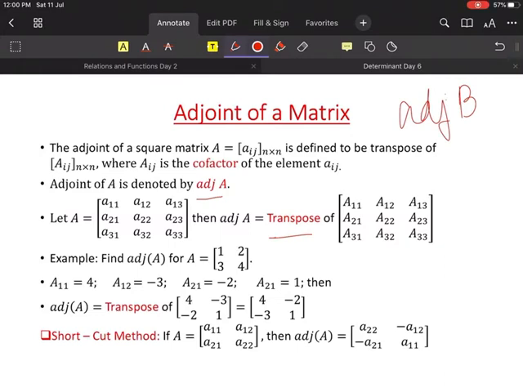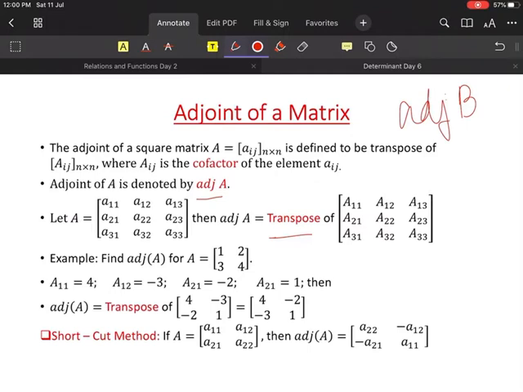Understood? Suppose they have given you one matrix. The first step: you find the cofactors of each of the elements, then you form a cofactor matrix. Then you transpose that matrix and you get the adjoint of that matrix. Understood? Clear? Even if you're not clear, when we do problems, then you will be clear.